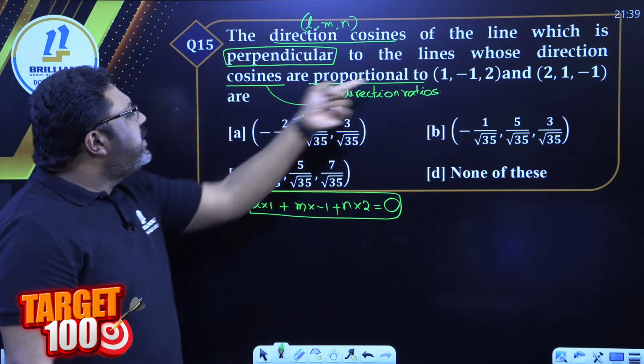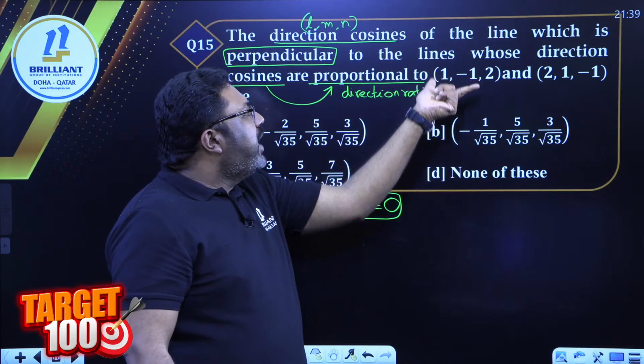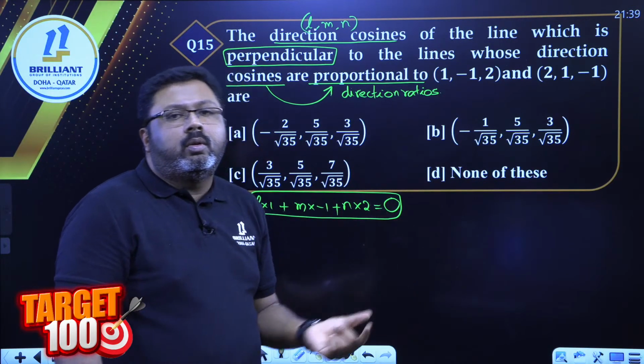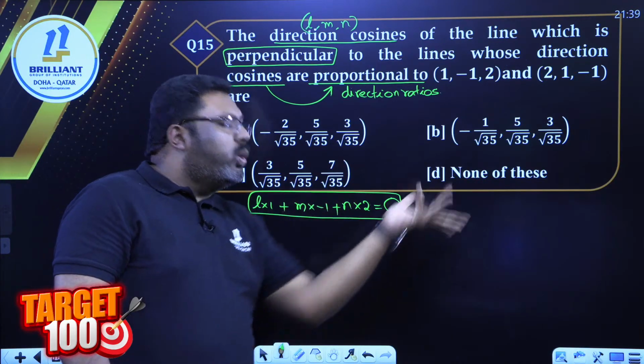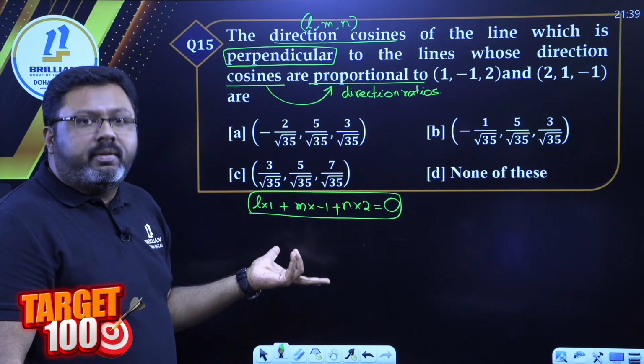But keep in mind, I said this is direction ratio. So how are you multiplying, sir? Direction ratio means you divide with the magnitude to get direction cosine. And because the right side is 0, whatever you divide with, it will become 0 only. So why should I waste my time? That's why I'm not dividing it.